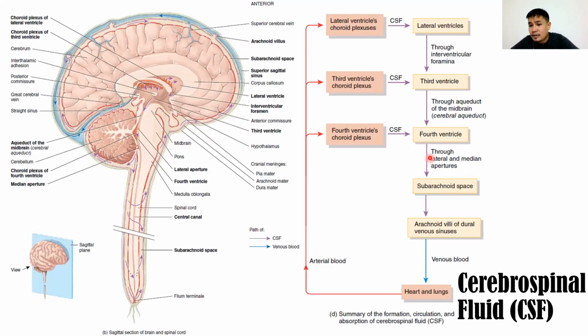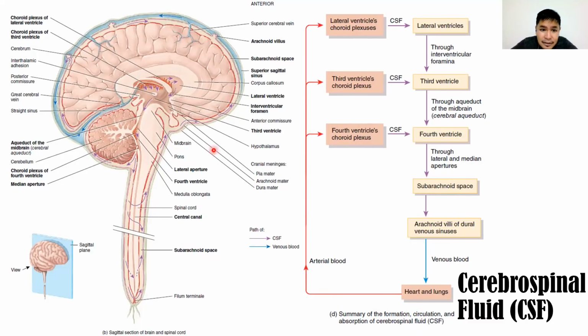Then the CSF now will flow through the subarachnoid space. Then to your arachnoid villi, where it would be drained. Now it will join the venous blood towards the heart and lungs. Then babalik sa arterial blood. And with the help of the ependymal cells, no? May filtration na namang mangyayari sa blood, no? That will help you in the filtration of CSF pabalik sa ventricles. No? So this is the cycle, no? The formation and circulation and the absorption of your cerebrospinal fluid.